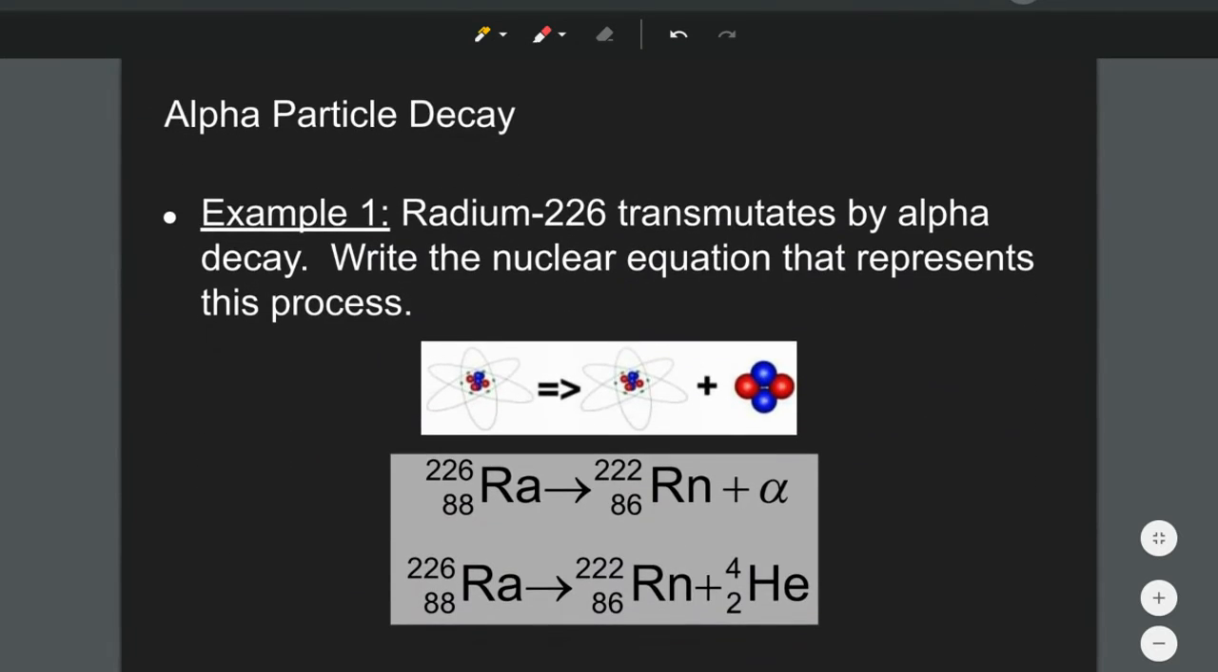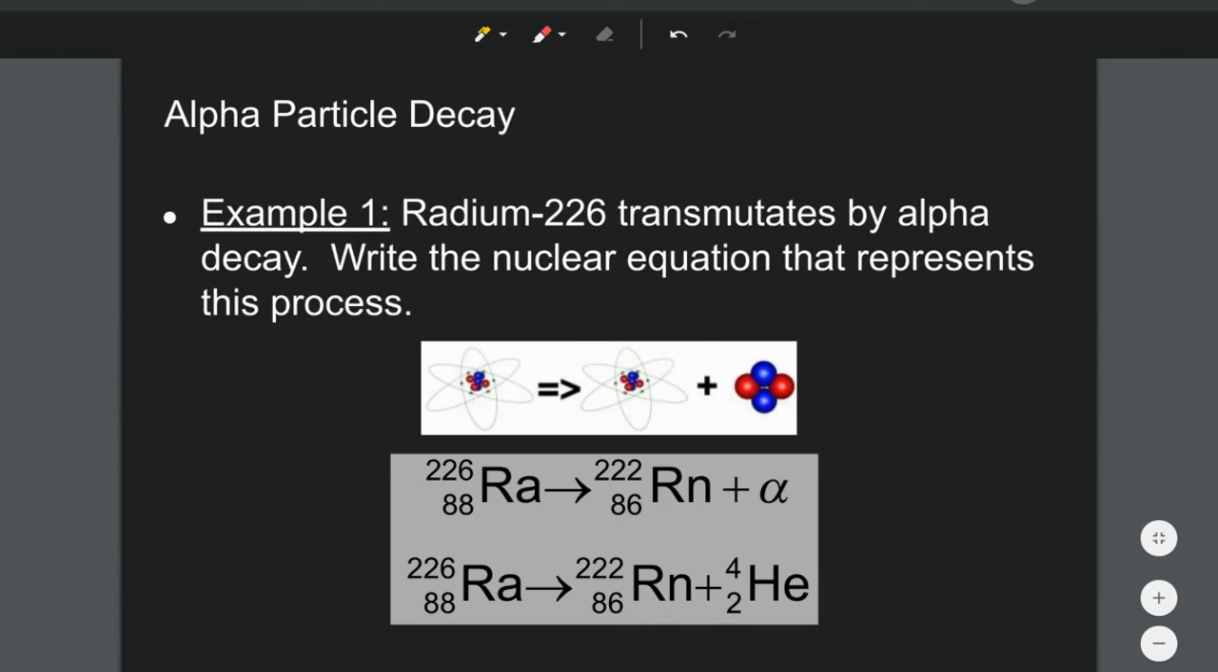Now let's look at the different nuclear reactions. Again, there are 5 different nuclear reactions. Here's the first one, an alpha particle being decayed down. So again, we have a large nucleus, it becomes a smaller nucleus and gives off an alpha particle. And so this is an example of radium-226. It transmutates by giving off an alpha particle, alpha decay, and we write the nuclear reaction that represents this process.